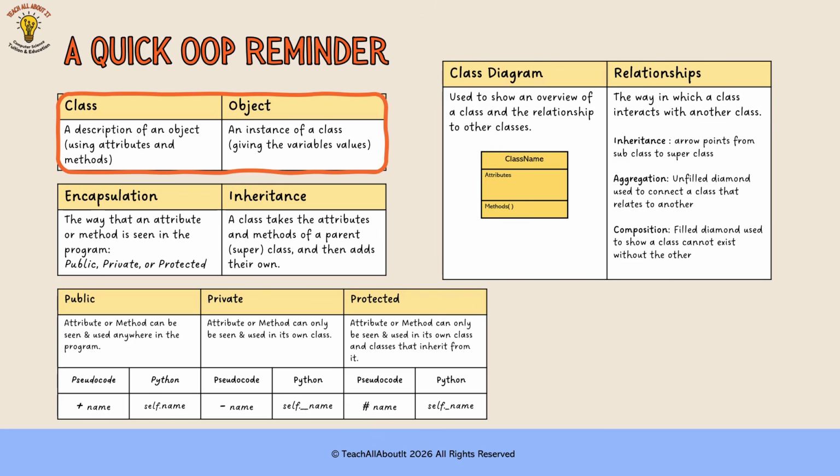An object is an instance of a class. That is where you have given your variable values. So you have actually created something from your class. So the object is real and the class is a description.